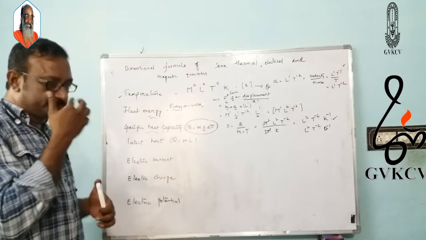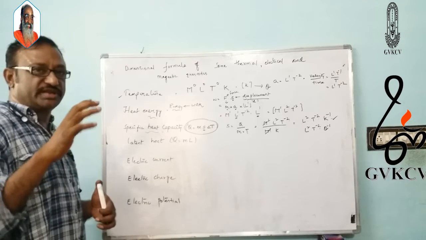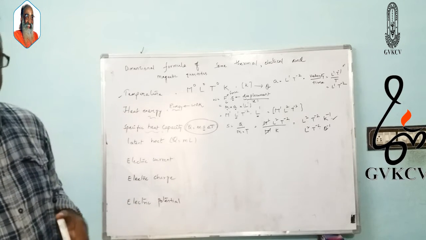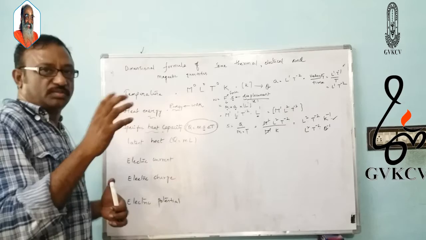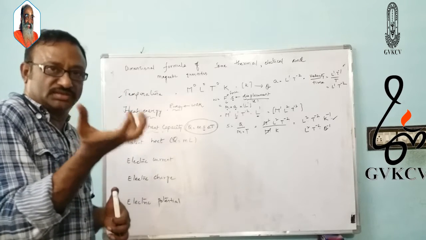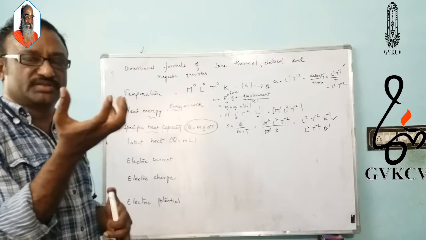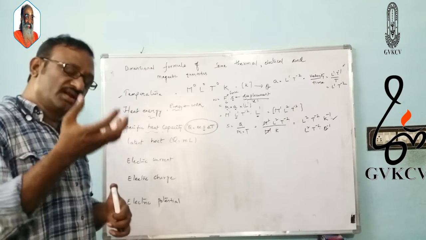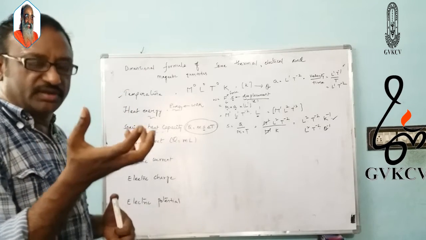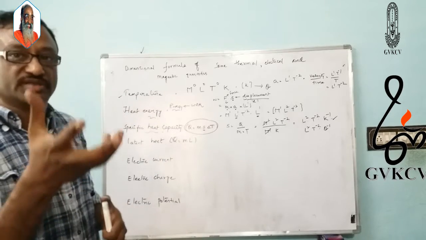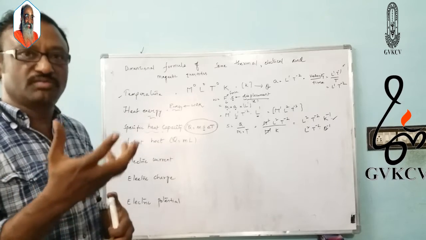When substances are changing their state from solid to liquid or liquid to gas. Suppose you are melting ice at 0 degree centigrade, that means you are supplying some amount of heat, and when you supply this heat, the ice changes to water at 0 degree centigrade, but you are supplying some amount of heat.